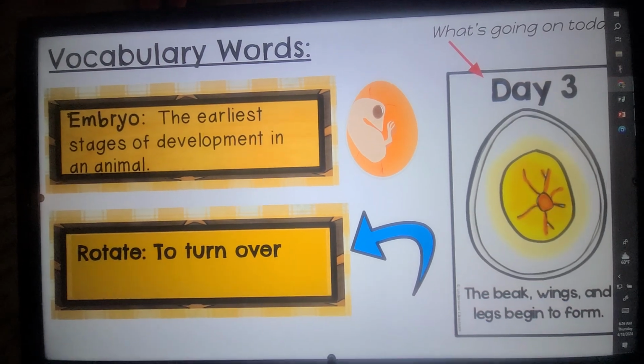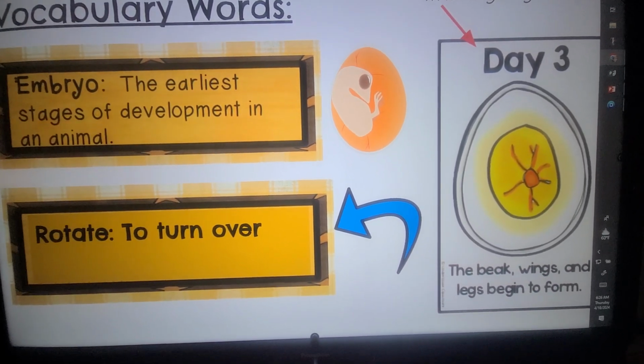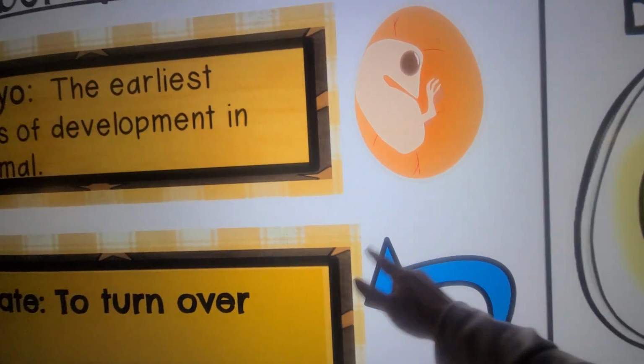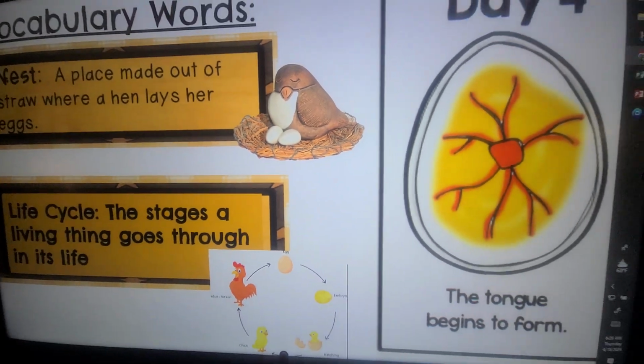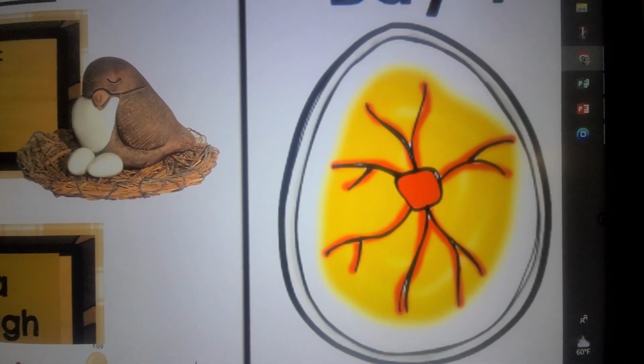Yesterday on day 3, we learned the term embryo, and we had a second verb, rotate or to turn over. And on day 3, the beak, wings, and legs began to form. So let's look at today. Today is day 4. Look at this growth right here between day 1, 2, 3, and now day 4.